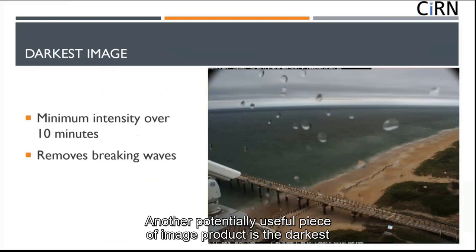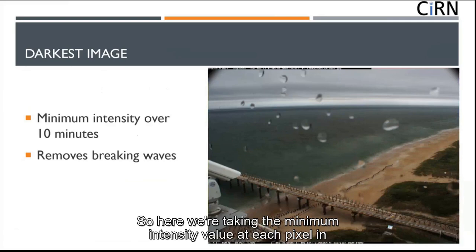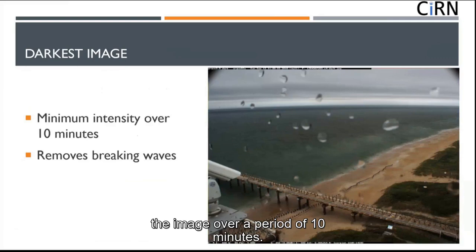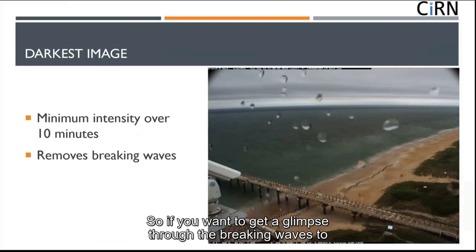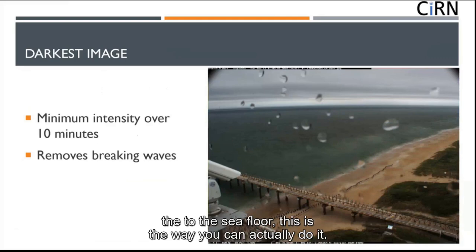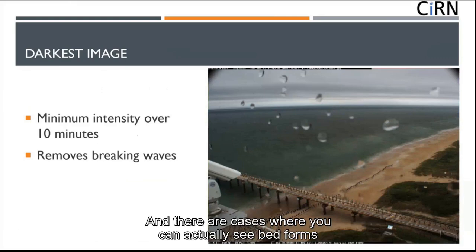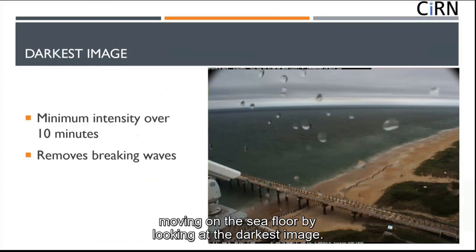Another potentially useful image product is the darkest image. So here we're taking the minimum intensity value at each pixel in the image over a period of 10 minutes. This can be used to remove breaking waves. So if you want to get a glimpse through the breaking waves to the seafloor, this is the way you can actually do it. And there are cases where you can actually see bed forms moving on the seafloor by looking at the darkest image.